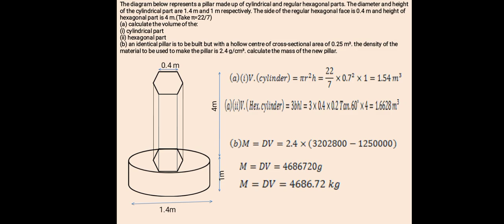And B. An identical pillar is to be built, but with a hollow center of cross-sectional area of 0.25 meter squared. The density of the material to be used to make the pillar is 2.4 grams per cubic centimeter. Calculate the mass of the new pillar.